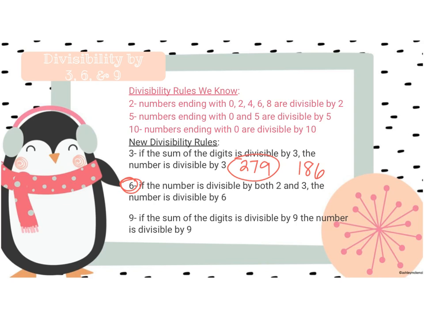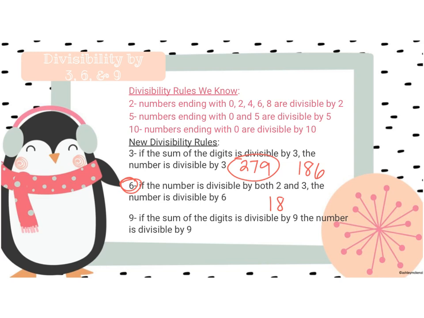Okay, last one, number 9. If the sum of the digits is divisible by 9, then the number is divisible by 9. So this is a lot like 3. You add up the digits and you get a sum. If that number can be divided by 9, then the whole thing can be divided by 9. So, for example, a small number, 18. 1 plus 8 is 9.